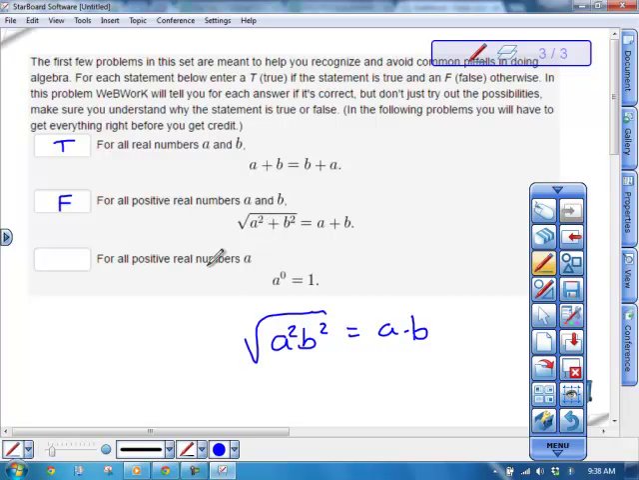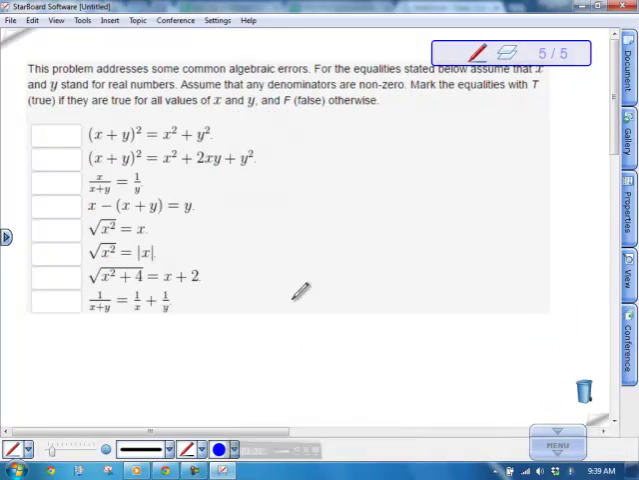Okay? For all positive real numbers a, anything to the 0th power does give you 1, so that would be true. All right, so let's skip ahead to number 6, because that sounds like it's a tougher one. It says the problem addresses some common algebraic errors. It wants us to enter in t for true and f for false, again, for these equations.